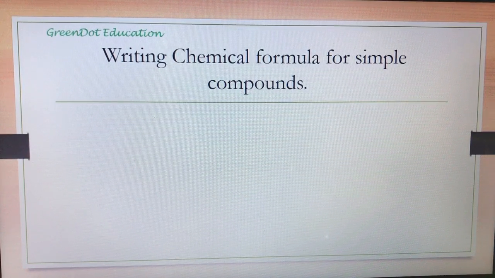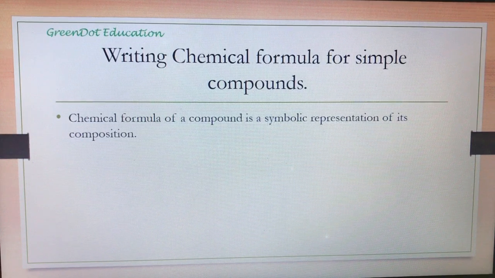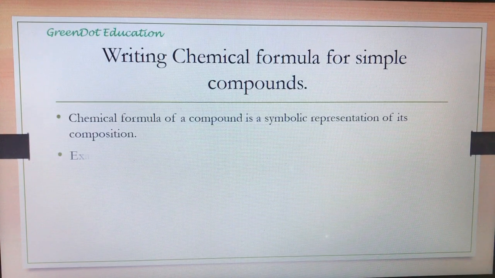Now what is a chemical formula? The chemical formula of a compound is a symbolic representation of its composition. It represents how many atoms or parts there are of certain elements in a compound. So they are symbolic representations of their compositions.